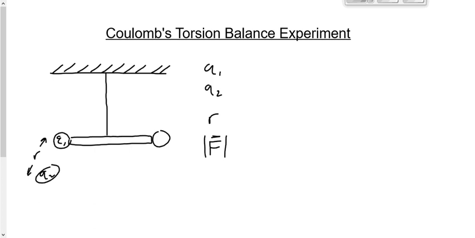Okay? Now, what does he do with this? So he performs 3 basic experiments. In the first experiment, he would manipulate the value of Q1, and he would see how force responded to that. So he manipulates Q1, and he sees how force would respond to that. What would be my control variables, by the way?